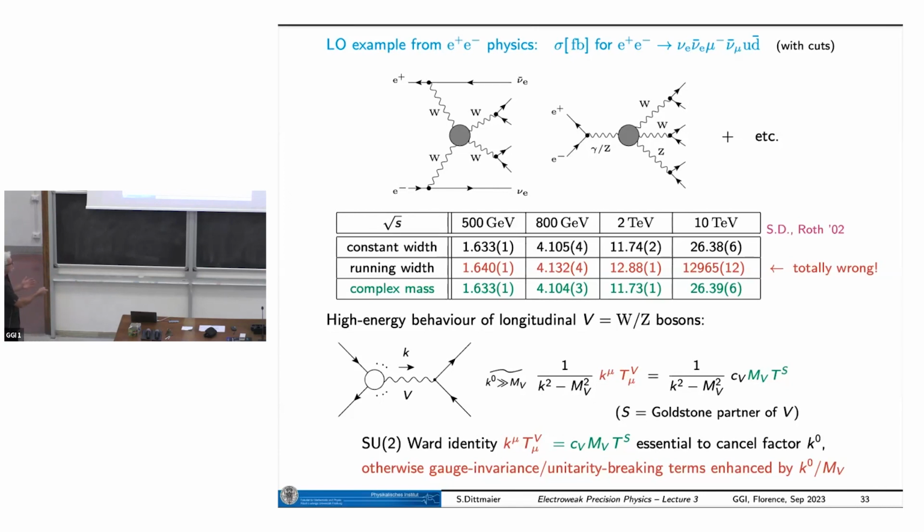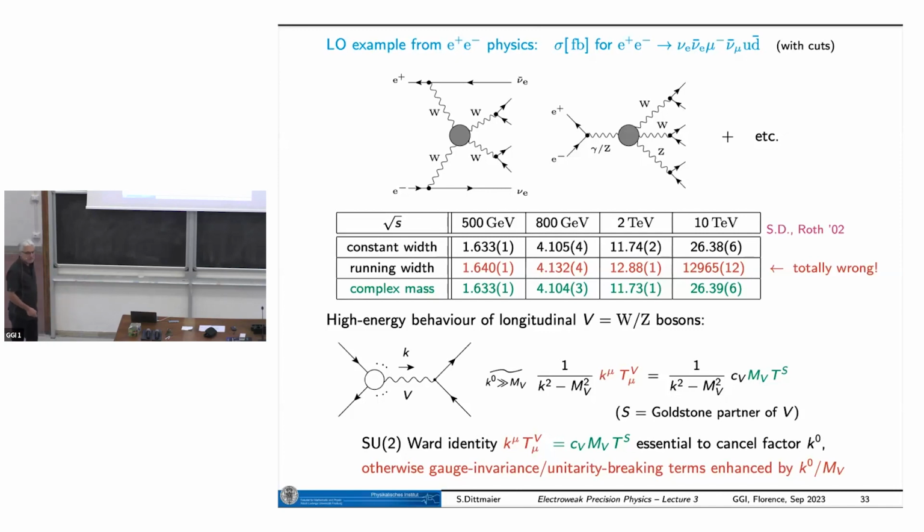There are plenty of more such examples, but this is the one with the highest multiplicities we have looked at. This is simply totally wrong. The complex mass scheme, for example, is just producing a very reasonable number, and in this case, as said, even the constant width is leading to a reasonable result. So why actually do you get into trouble with gauge invariance in the high energy region?